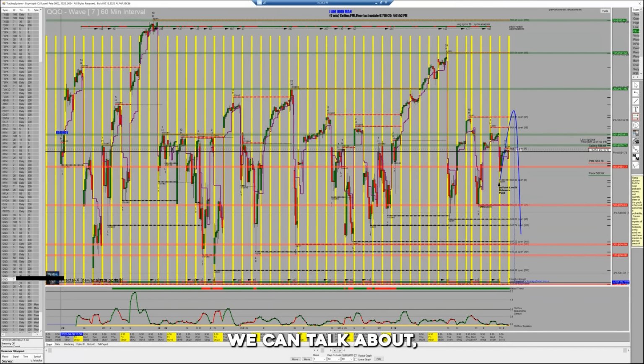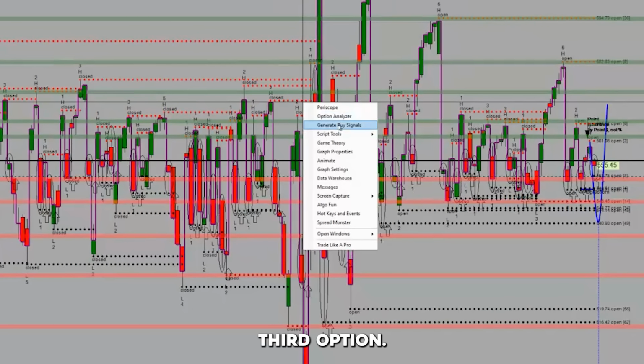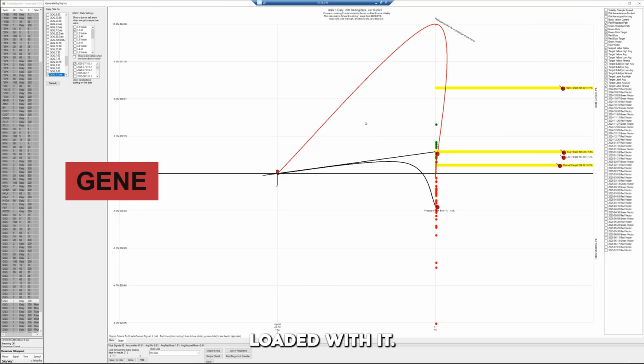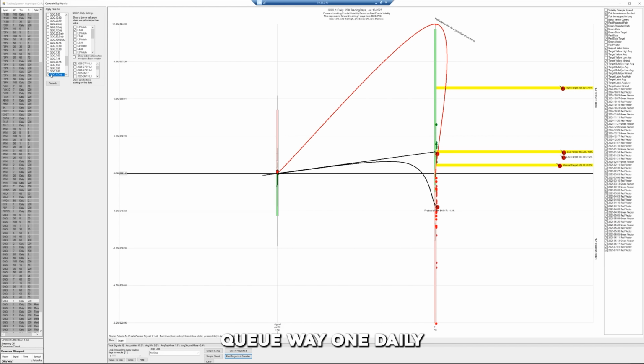So the next thing we can talk about is the Generate Bias Signals. If you right click, it's the third option. I already have some stuff loaded, so I'm going to go through all of this. Here I'm using the time frame QQQ wave 1 daily, and I'm using L1 all. In the past 200 days, it takes all the L1 possibilities that happened and gives you the possible price action according to that. That is why I've chosen L1 all, because it works the best. You always have to use L1 all. Does that make sense?